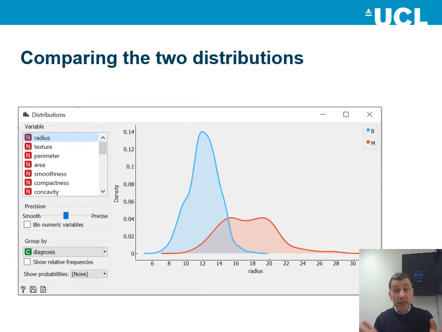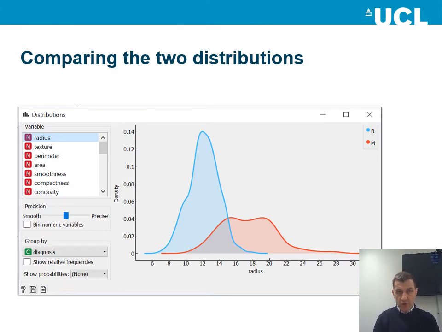Here we're just looking at a single feature, okay? What you can see is that the malignant tumors tend to be bigger. They tend to have a wider radius than the benign tumors. The benign tumors tend to be more compact. So just this single feature is clearly going to be of some value in the classification. But it's not perfect, because there is a significant overlap.